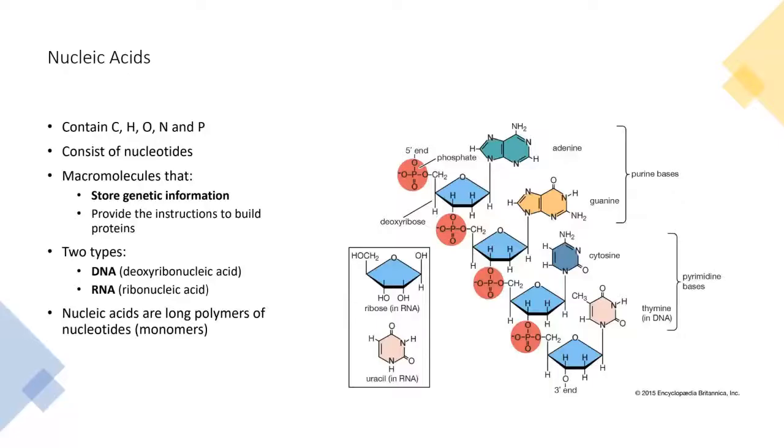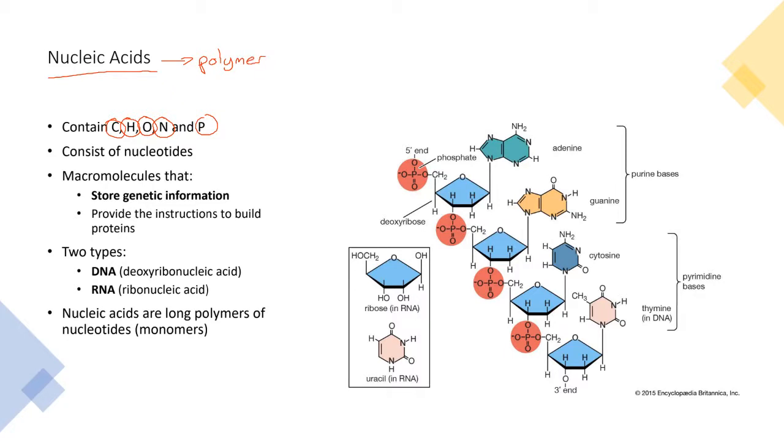Let's talk about our last group of macromolecules, nucleic acids. Nucleic acids are mainly composed of carbon, hydrogen, oxygen, nitrogen, and phosphorus. These are the main elements that make nucleic acids. Now, nucleic acids are our polymers, our chains.